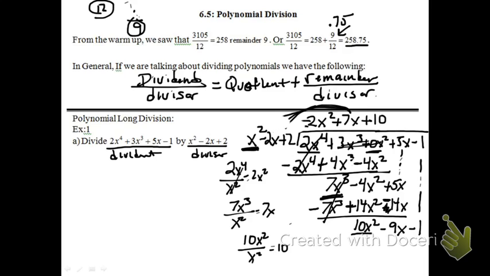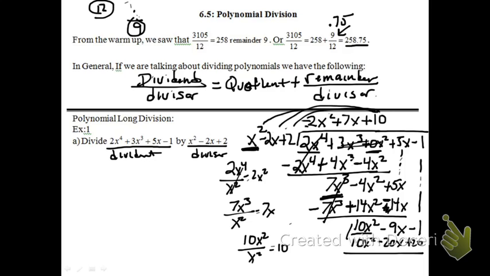Let me erase the work from the previous step. Now what I have to do is multiply 10 to the 2x, or to the just x squared. That'll be 10x squared. Notice how those match, and they should. 10 times negative 2x is negative 20x. And then 10 times 2 is positive 20.